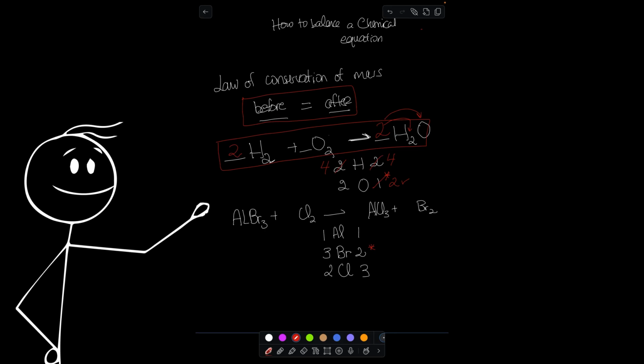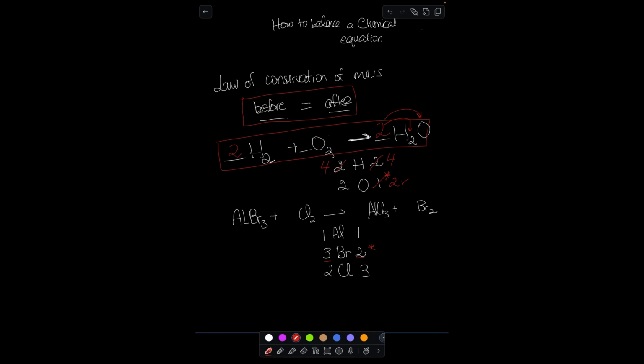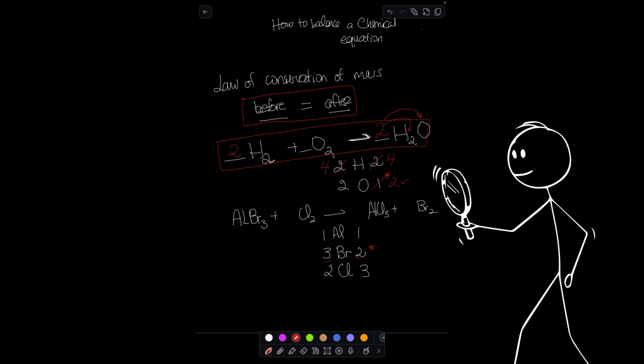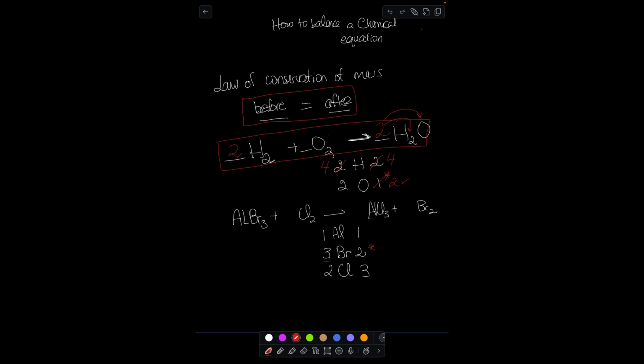So the first thing we see is that in order for the numbers to be the same, we're going to have to find a multiple of 2 and 3. How do we find the multiple? Well, actually, the least common multiple will be found by just multiplying 2 times 3, which is 6. So that means that we want to have 6 bromines on the left and on the right.